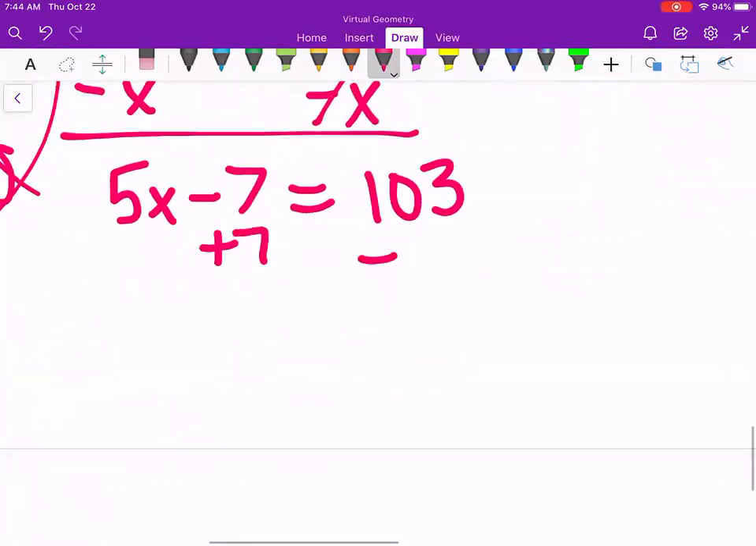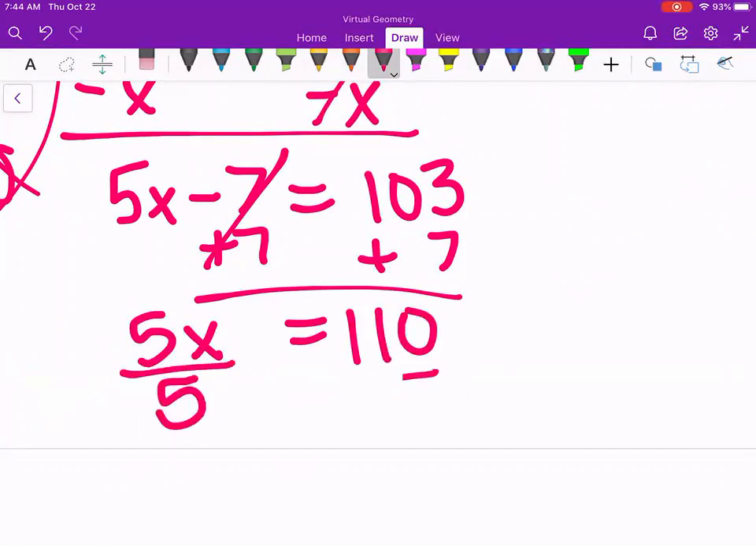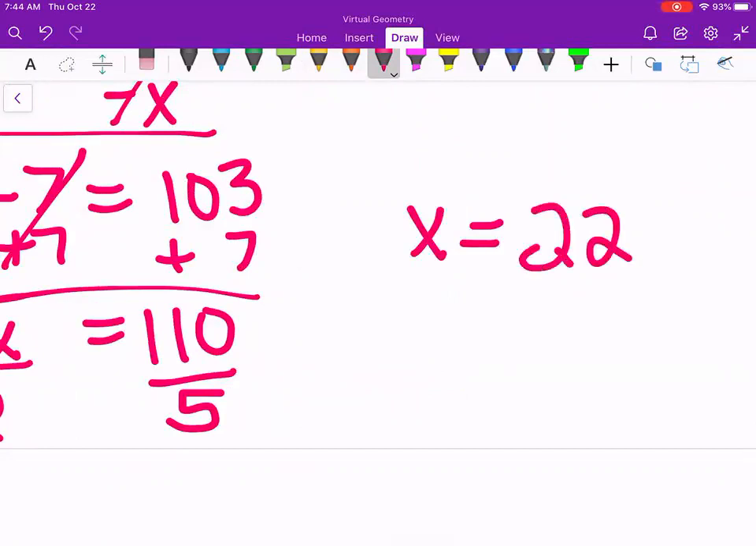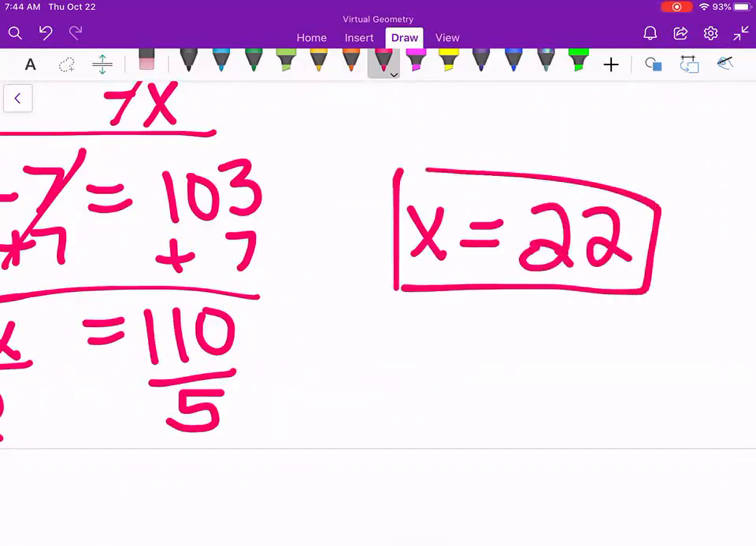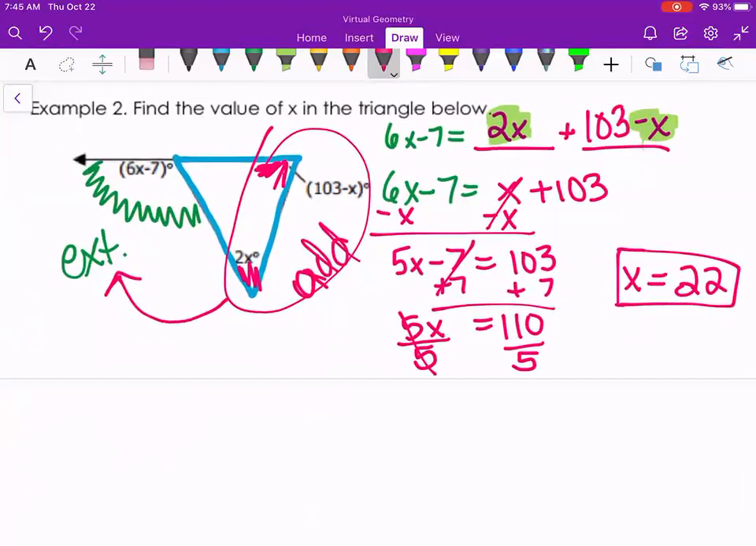Now we can add the 7 back. And 5x is equal to 110. Divide out that last 5. And my x is equal to 22. And that is our final, because this specific example just said to find x. We didn't have to find the other two angles. And so for that one, we're done. So the biggest thing here is make sure you know where the exterior is and where the remote interiors are.